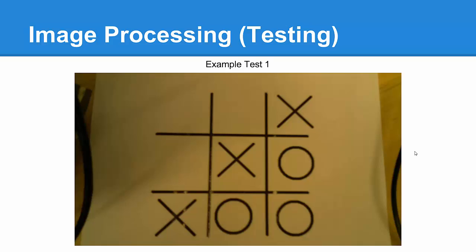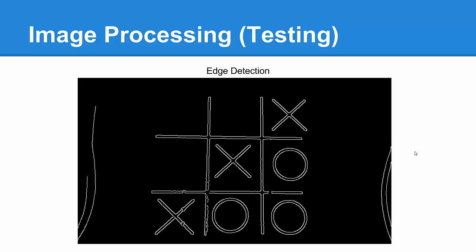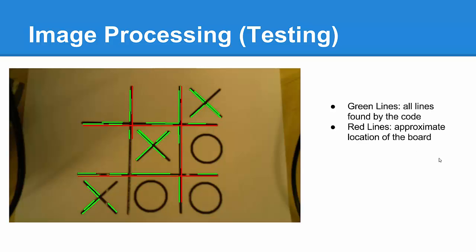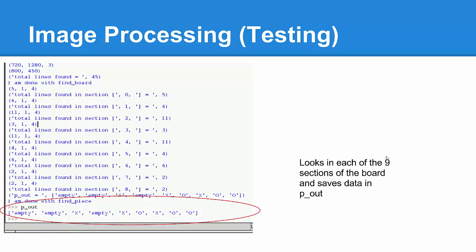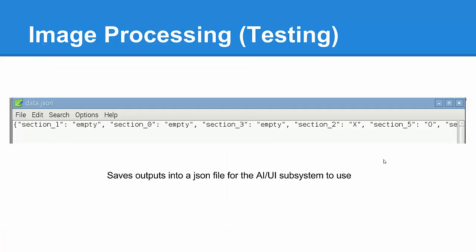Here is an example input image from the Raspberry Pi camera. After applying edge detection, the system finds lines in the image, shown in green, and finds which lines are the board, shown in red. It then looks in each of the 9 sections of the board to see what piece, if any, is located there, shown in the red oval. Finally, it outputs the information to a JSON file for use by the AI UI subsystem.